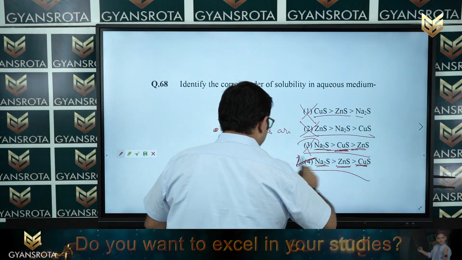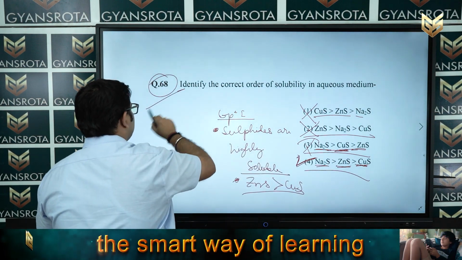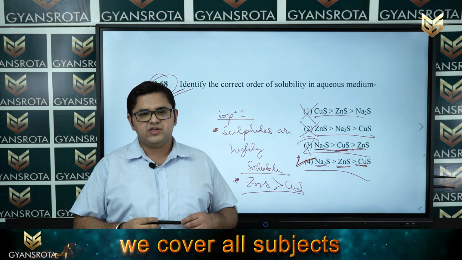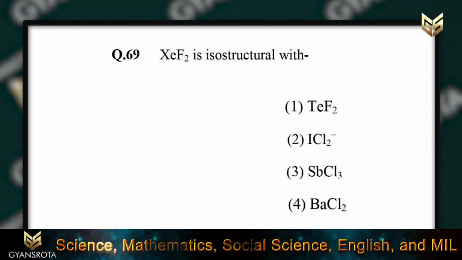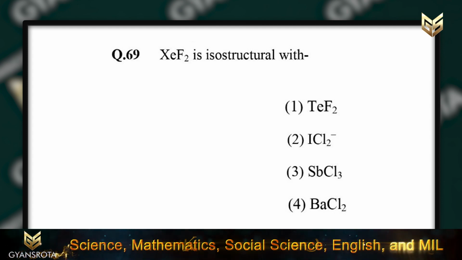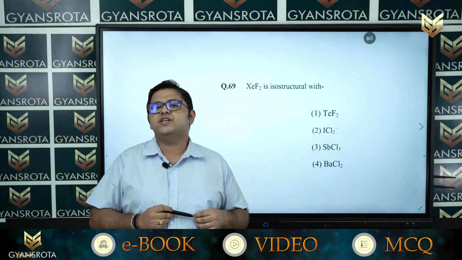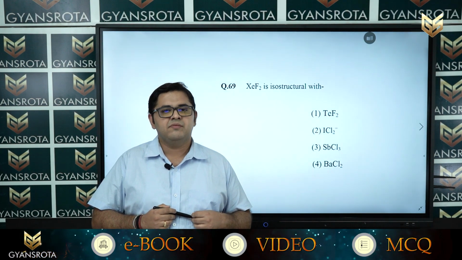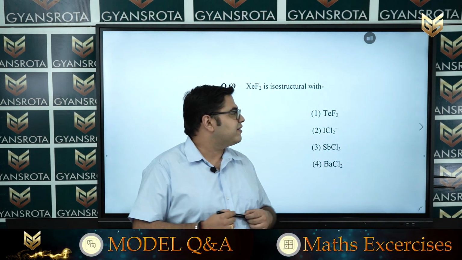So, option number 4 is the correct answer to question number 68. Now we are moving to another question, question number 69. Question number 69 is on your screen. XeF2 is isostructural with which species? This question comes from the chemical bonding chapter of your class 11 NCERT. Now let's move on to the solution part.